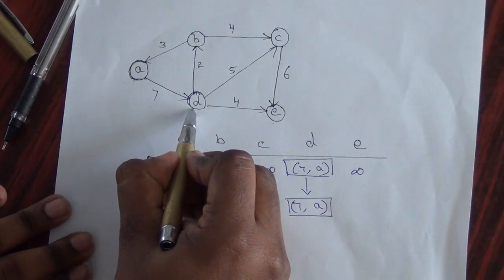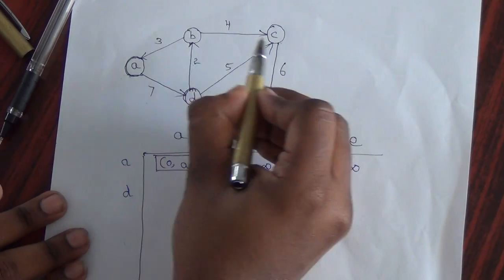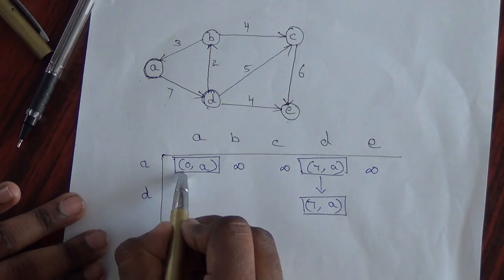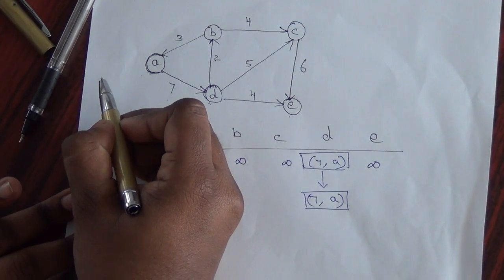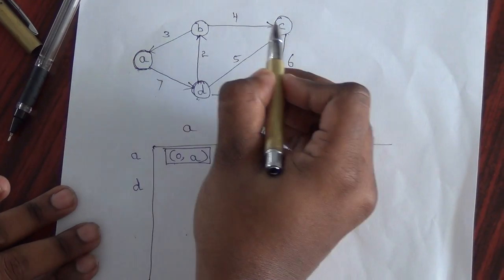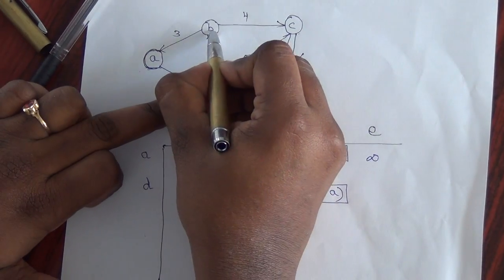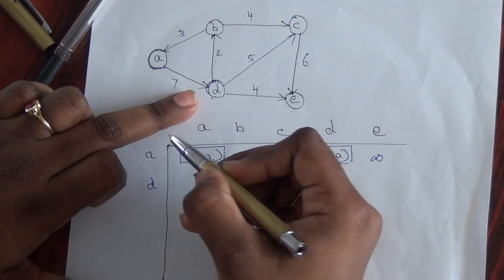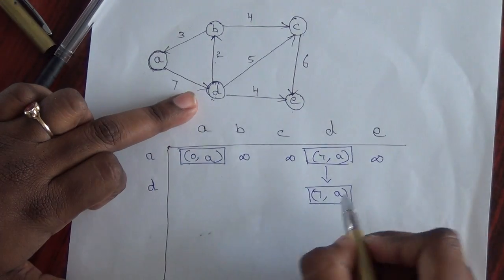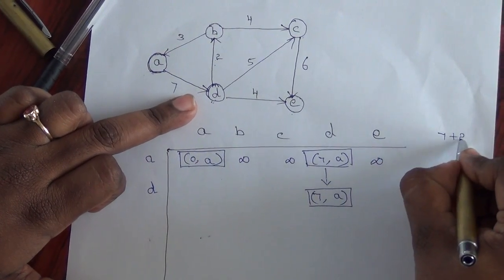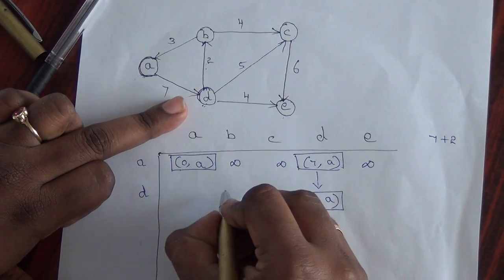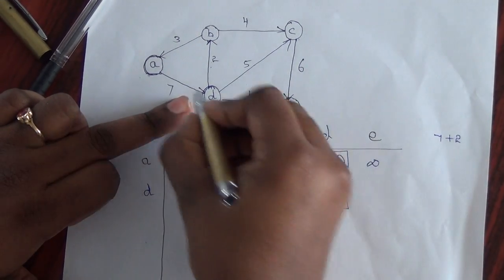From D, we are going to calculate all the paths to B, C and E. Since we are finished with A, we are not going to take a reverse path. We are going to take only a forward path between B, C and E. From D, to reach B, it is 2. But we are going to calculate from the source node. So we have to add 7 plus 2. So 7 plus 2, it is 9. So 9, and the node we reach it from is D.